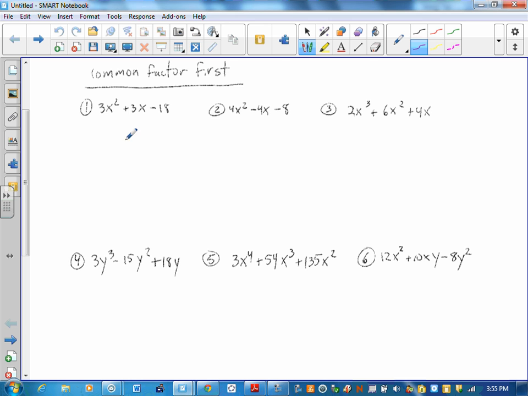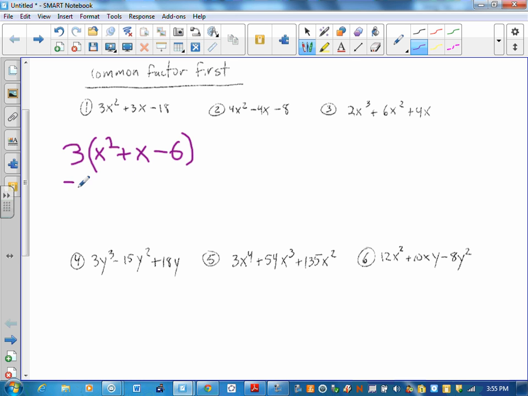Let's try purple. So number 1, we have a 3, we have a 3, we have an 18. So the common factor would be... You guys got it? Yes, 3. And then we look for the variable. Nope, nothing in common. So we're dividing 3 out essentially. When you do that, you get x squared plus x minus 6. And this whole page is the same way. It will factor a second time.